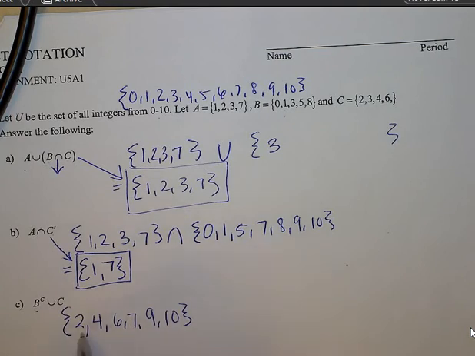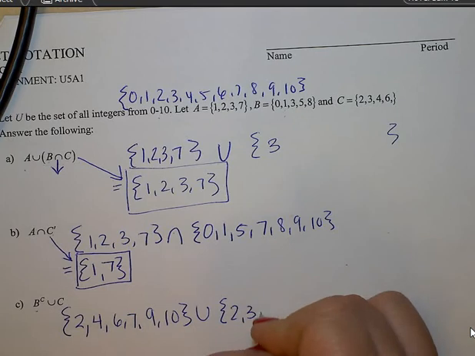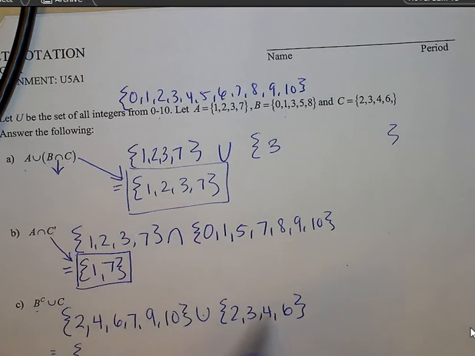This is B complement, union, and write down set C. Okay, now this is the or the either, the meaning. So I'm going to write down everything from both sets, just don't repeat, and put it in order. So 2, 3, 4, 6, 7, 9, and 10.